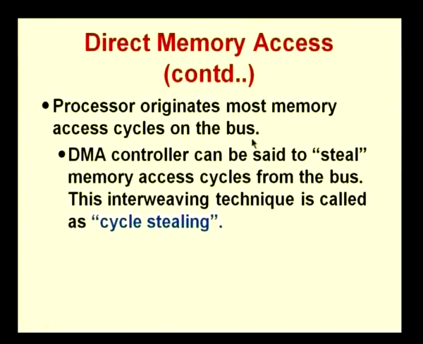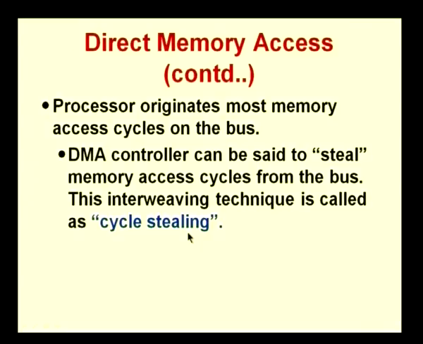In this case, when it works in this particular manner, the DMA controller is said to steal the memory access cycles from the bus. So, we call this interweaving technique as cycle stealing. Normally the processor has the bus, but when a request comes from the DMA controller, it just releases the bus for a cycle or for a few cycles, and those few cycles are used by the DMA controller to do a particular data transfer. Again and again, therefore, the processor will keep having the bus and this DMA controller will keep requesting the bus, and whenever there is a free cycle, it kind of steals that cycle. So, we call that a cycle stealing mechanism.